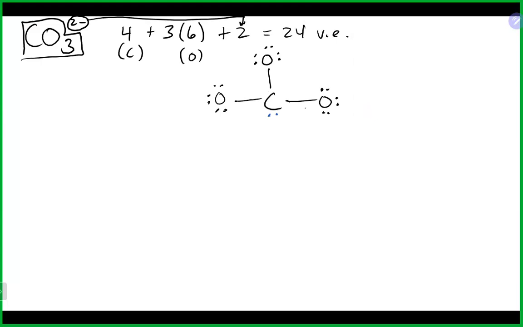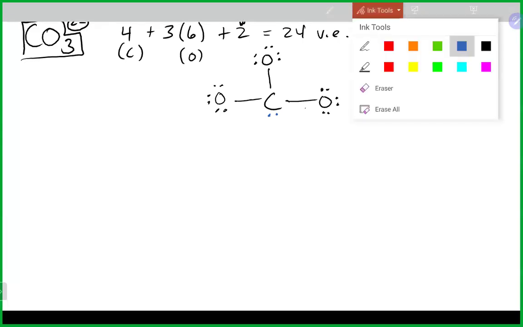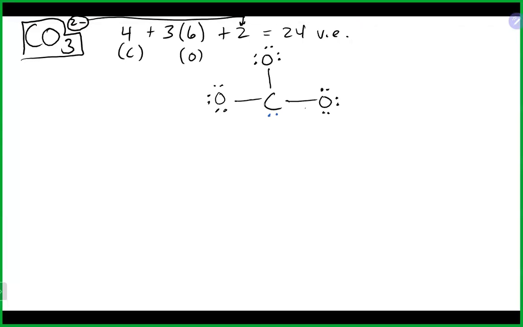It's got 26, which is too many. So you cannot do that. So this is the part where we've done all single bonds. Now we're going to try to fix it by making a double bond.